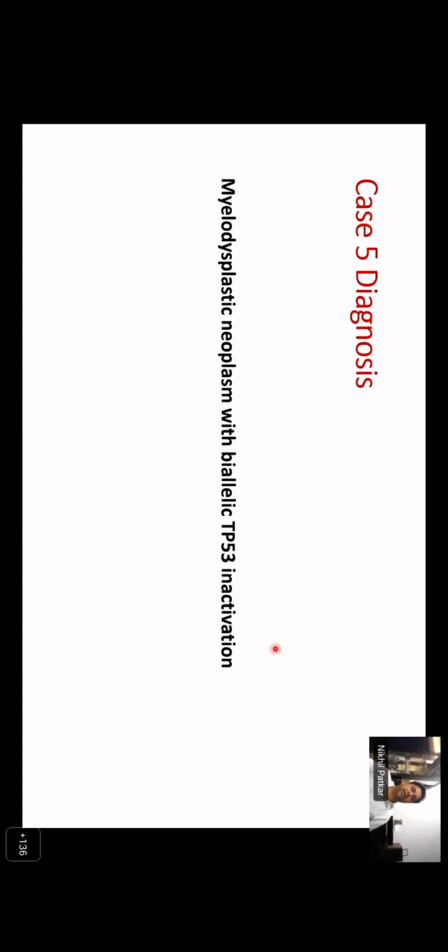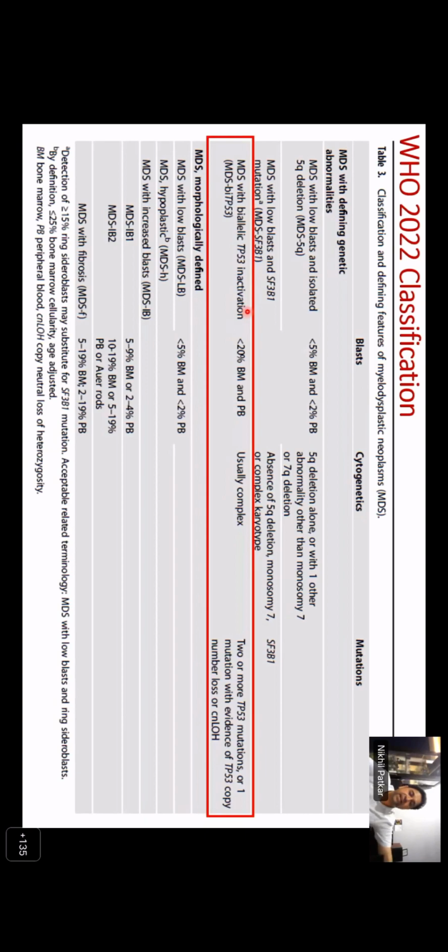Okay, all right. So not quite right. The diagnosis here is myelodysplastic syndrome with biallelic TP53 inactivation. It's okay. These are advanced cases, but it's just a good idea to be aware of. You're right. On morphology, it is MDS-EB2, but it is something that is very unique. Okay, so this is now a distinct entity recognized by the WHO, all right, where you have biallelic TP53 inactivation.